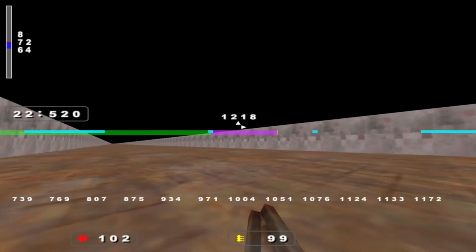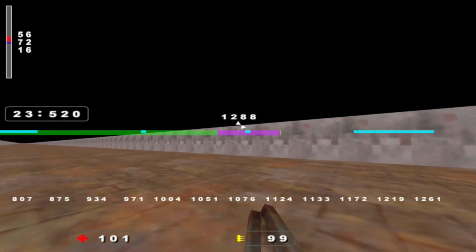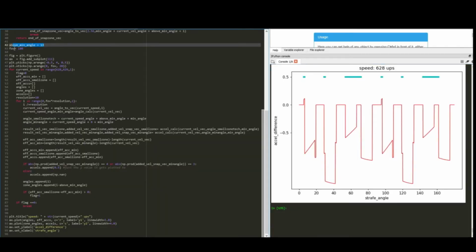Now let me show you the graph for the difference of the two techniques. When I assume an added angle of 13 degrees and a speed of 628 units per second, then you can clearly see two spikes in the graph. Those are the spikes of the small zone technique. And it is a clear proof that the technique is superior in this situation.